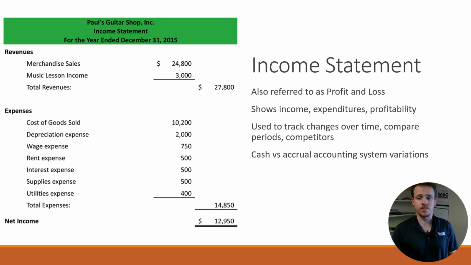An income statement, also referred to as a profit and loss statement, displays incomes, expenditures, and overall profitability within a set period of time, typically a year. Unlike balance sheets, they are used to track changes over time, allowing for comparisons across periods and even against competitors. The document will look different depending on if your business uses a cash or accrual accounting system, the distinction basically coming down to at what stage revenue and expenses are recorded. The precise details of cash accounting versus accrual accounting may be the subject of a future installment.